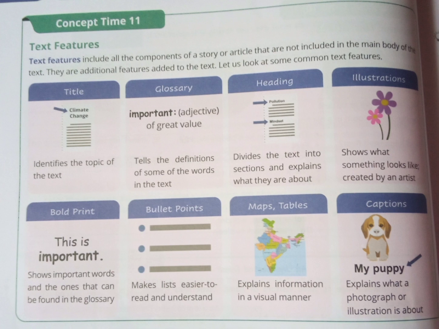Text features always include some of the components of the story that are not included in the main body. They are additional features added to the text. First one is title. The title identifies the topic of the text.